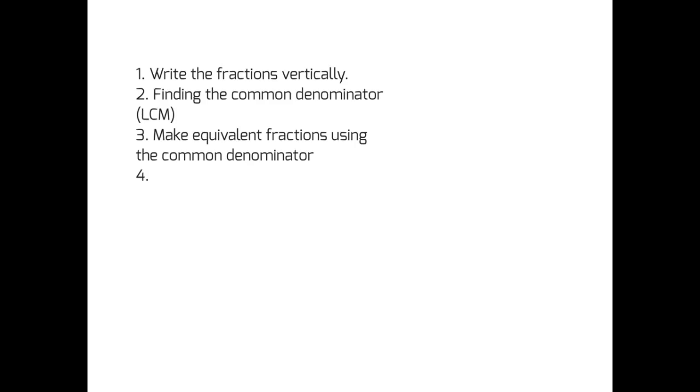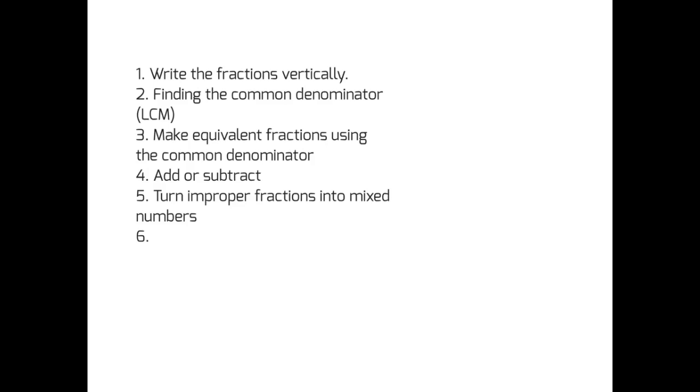After we've done that, and we now have fractions with common denominators, all we have to do is add or subtract. Steps 5 and 6 on your notes that I gave you are really the same in my opinion, and both of them can be summarized with the word simplify. But for step 5, the first step in simplifying is to turn improper fractions into mixed numbers. And then the very last step is to simplify with the greatest common factor.